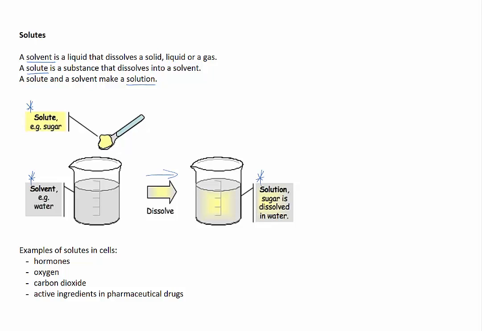In the case of cells, the solute could be molecules such as hormones, oxygen, carbon dioxide, or active ingredients in pharmaceutical drugs. And of course, your solvent is the water that you have inside your cytoplasm or outside of the cell. So solutes, such as hormones, oxygen, carbon dioxide, etc., are dissolved in the watery solution inside and outside the cytoplasm, and because of this, they can actually transport through the cell membrane.